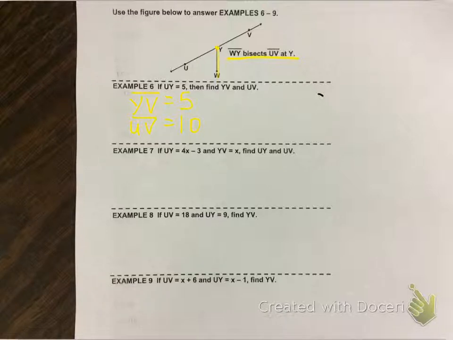All right, so if I want to go back and draw U and Y, that's 4x minus 3. Then it tells me that YV is x. It says find UY and find UV. So what am I going to do with those two things? What's true about that 4x minus 3 and that x? How are they related to each other?